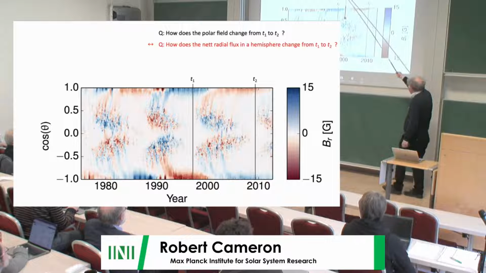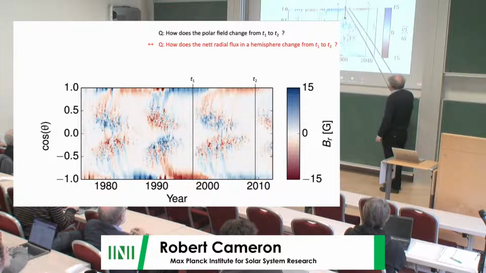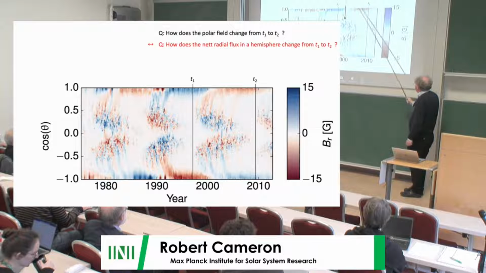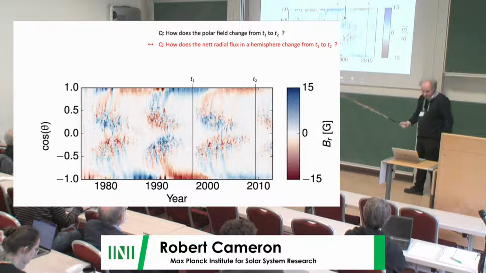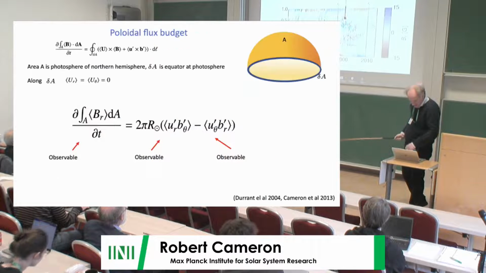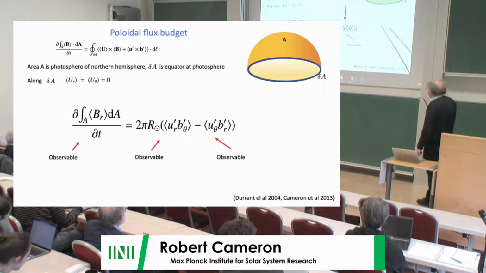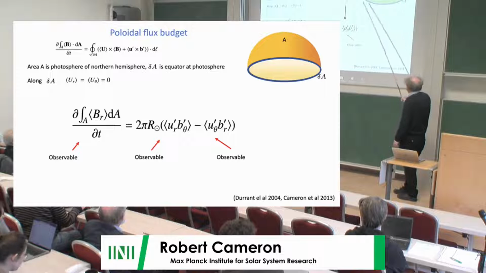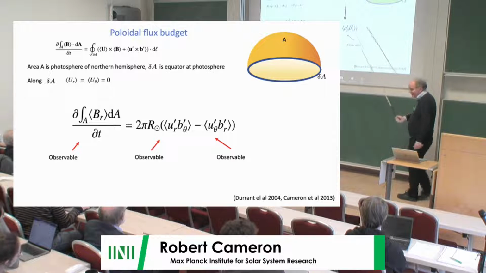So my question now becomes, how does the net radial field in each hemisphere change from time 1 to time 2? How does this go from being blue to red? And this is a change in the net polar field. And because it's a change in the net polar field, I can use Stokes' theorem again. Now my surface will be the whole of the northern hemisphere. My contour will be the equator at the photosphere. And because my contour is the equator at the photosphere, this is, of course, observable.